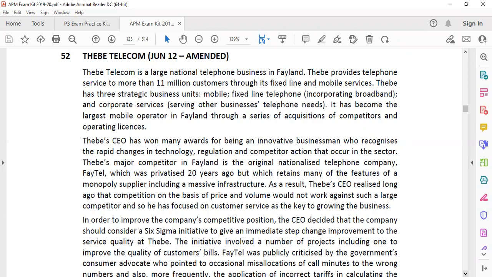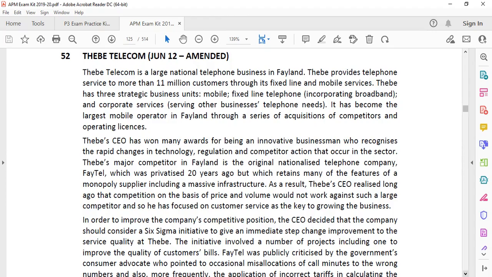The main competitor in Thailand is the original nationalized telephone company, which was privatized 20 years ago, but which retains many of the features of a monopoly supplier, including a massive infrastructure. As a result, the CEO realized long ago that competition on the basis of price and volume would not work against such a large competitor. So he focused on customer service as the key to growing the business.